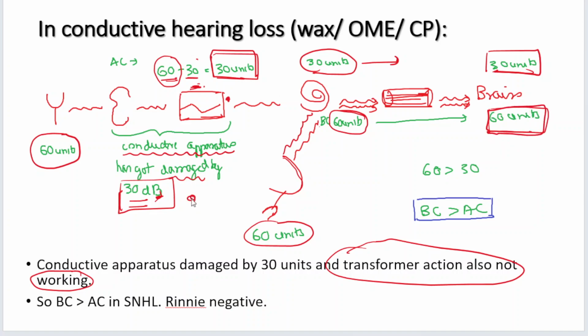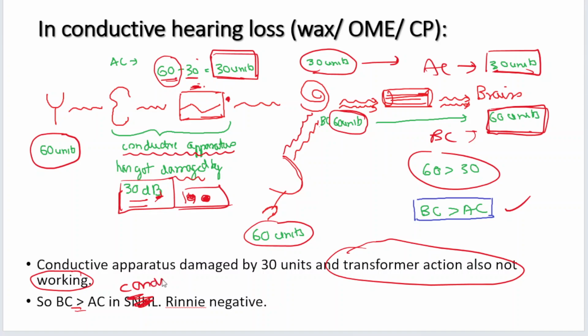Here there is no transformer action, and also the conductive apparatus has got damaged. So because of these two things, air conduction is only 30 units, but bone conduction is 60 units. So bone conduction is better than air conduction. 60 is greater than 30. So bone conduction is greater than air conduction, this is conductive hearing loss. Conductive hearing loss, so Rinne is negative. If the air conduction is better than bone conduction, it is sensorineural hearing loss. The conductive apparatus has got damaged by 30 units and the transformer action is not working. So this is why in conductive hearing loss we say the bone conduction is better than air conduction, because the transformer action is not working properly and it is not able to transmit the sound properly to the cochlea.